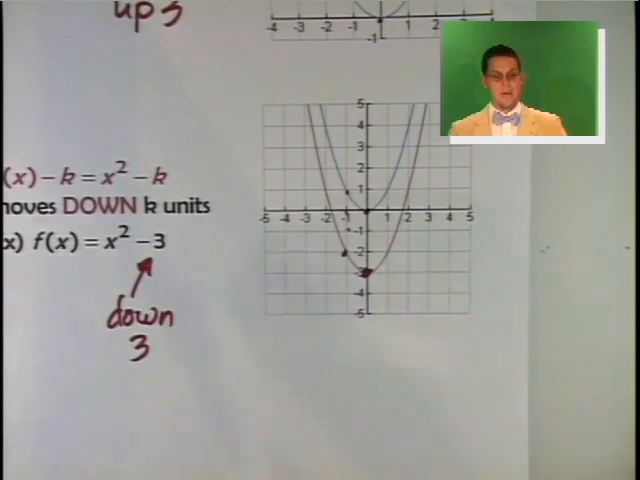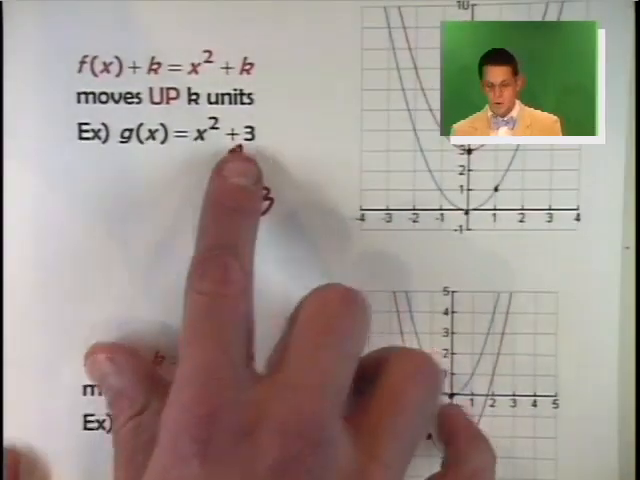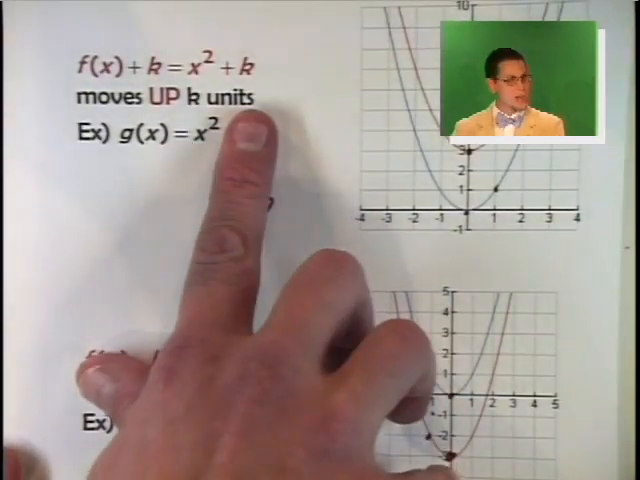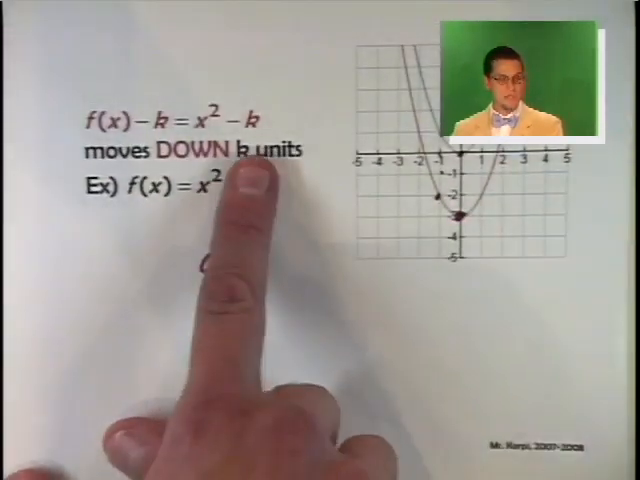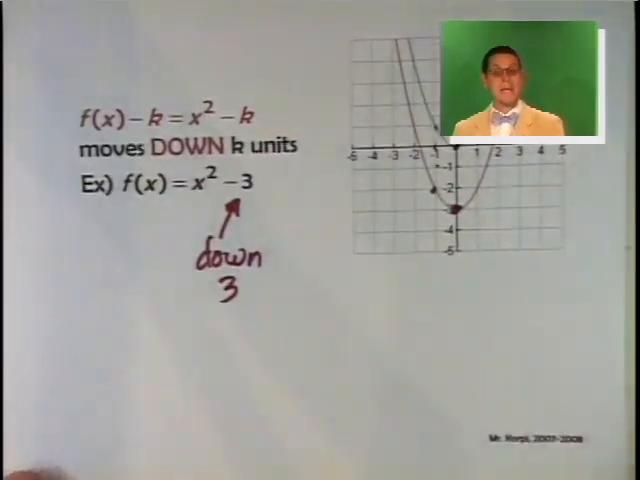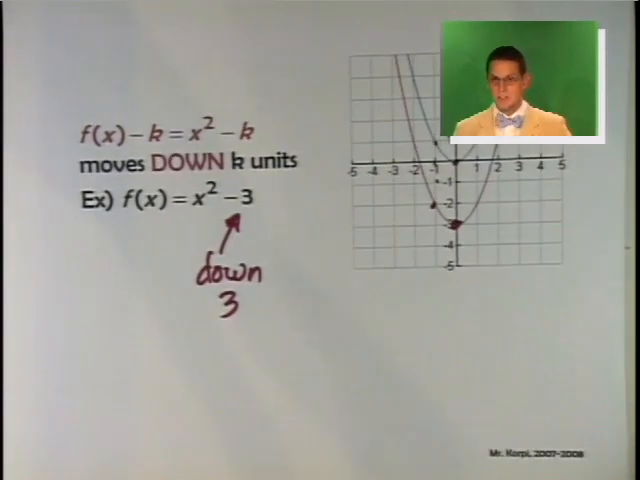Okay, so now we have a summary of our vertical shifts. Plus 3 outside the square, after the square, up 3. Minus 3 after the square, outside, down 3. Exactly as it appears. So inside's horizontal, opposite of what appears. Outside is vertical, exactly as it appears.